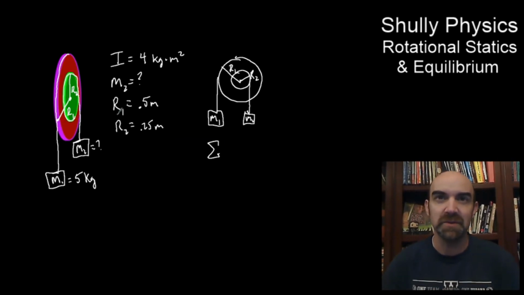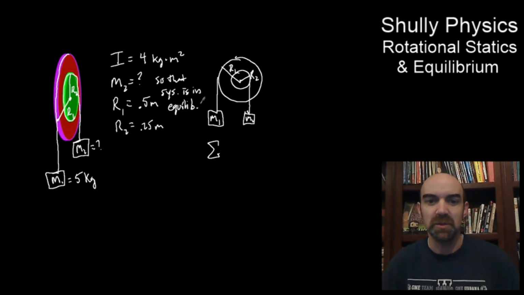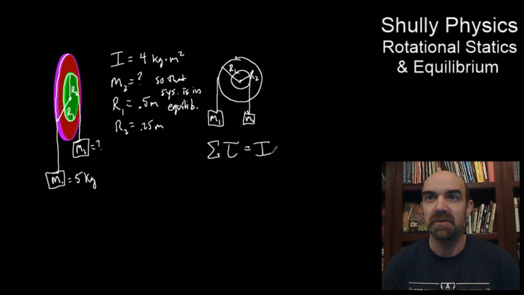What is mass 2 so that the system is in equilibrium? System is in equilib. There we go. So that's our target. We're going to apply Newton's second law for rotation. Sum of all the torques equals I alpha. There they are. And we've got a couple of torques here. There's a weight from mass 2 pulling this way and a weight from mass 1 pulling this way.